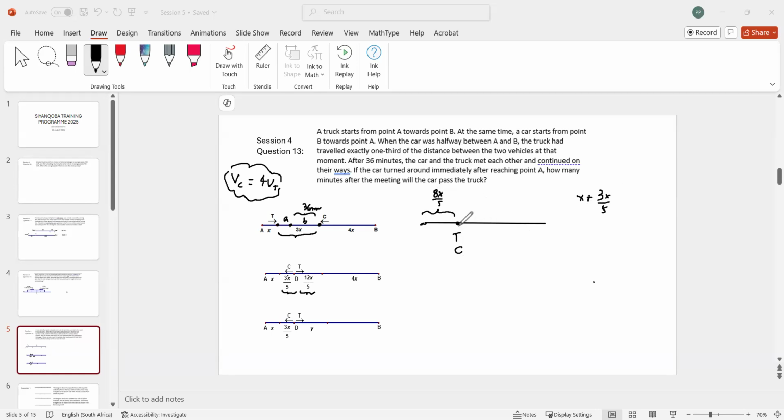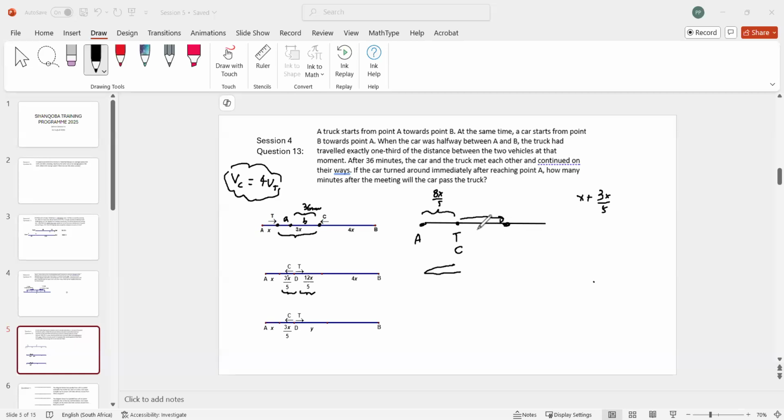So what happens here now, this truck is still going in this direction, and the car continues to go in this direction. They continue their ways. If the car turned around immediately after reaching the point A, so the car goes all this way and it turns around, how many minutes after the meeting will the car pass the truck? So the truck is going on like this, and at some point, this car turns and goes back and meets the truck.